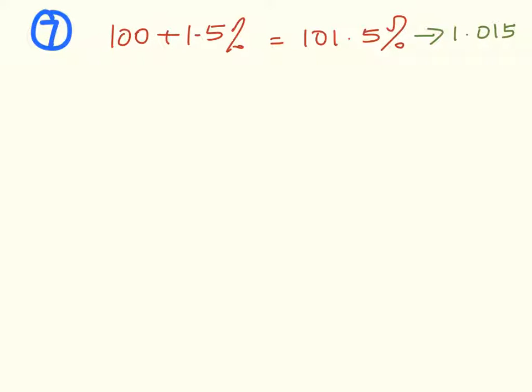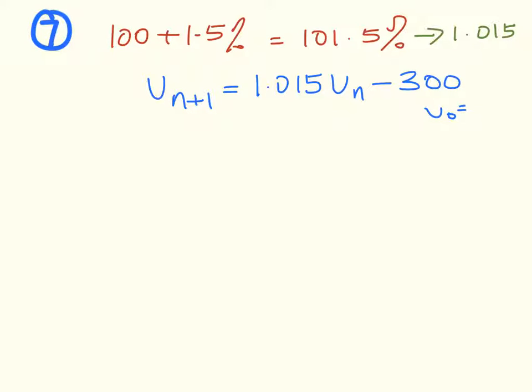So your recurrence relation is the amount of money that is due back is 1.015 of the amount that is due at the end of the month less the £300 he's paying back, with a starting value U0 of £2,500.